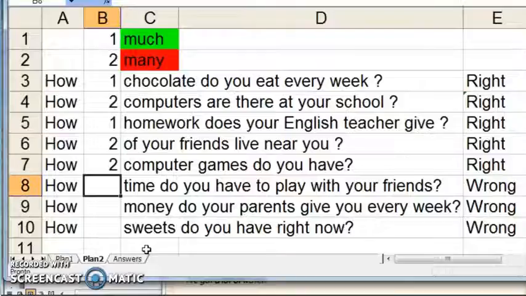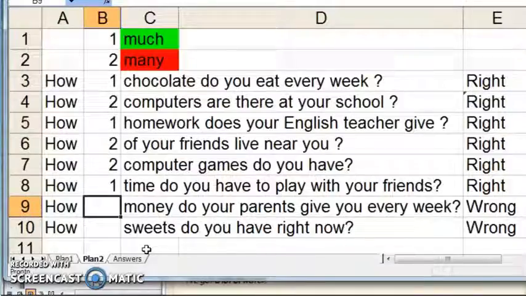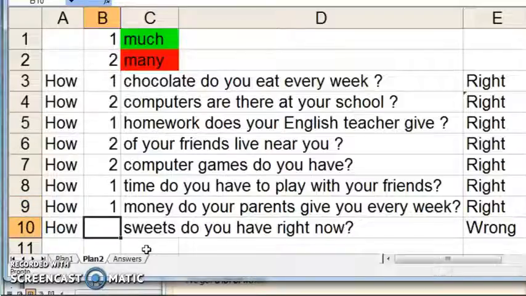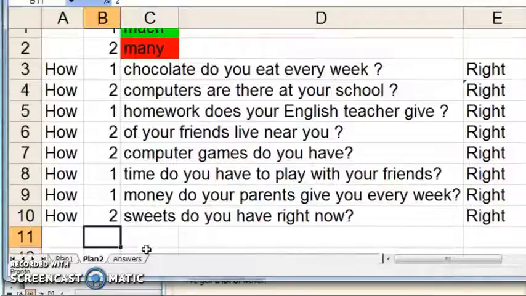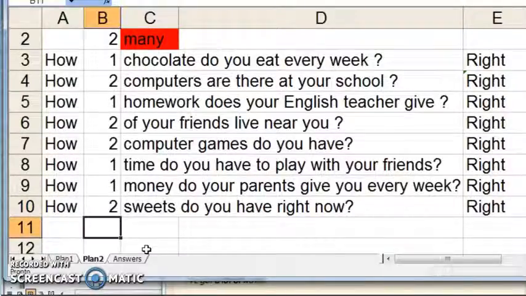Can you go to the next one? Okay. How much time do you have to play with your friends? Okay, this is right. The next one. How much money do your parents give you every week? Okay, and the last one. How many sweets do you have right now? So you got everyone right.